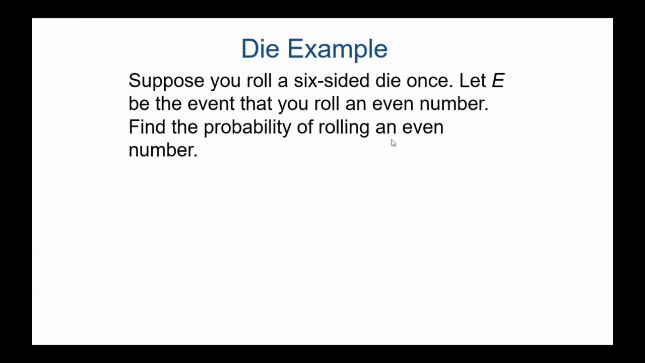Okay, so let's look at another die example. Suppose we roll a 6-sided die once. Let E be the event that you roll an even number. Find the probability of rolling an even number. Well, what even numbers are on the die? 2, 4, and 6. So how many outcomes do we actually want? 3 out of how many total? 6. So that's our probability, 3 over 6.